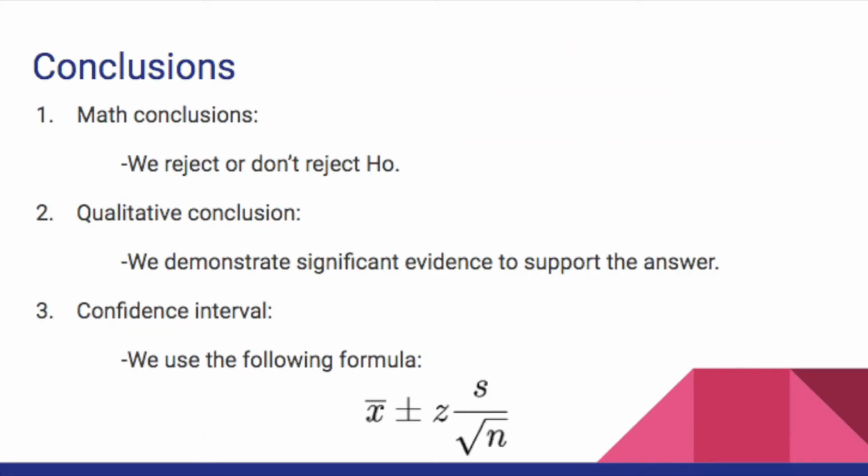The last thing we need to do is the conclusions. There are three things we need to consider: math conclusions, qualitative conclusion, and confidence interval. For math conclusions, we reject or don't reject the null hypothesis. For qualitative conclusion, we demonstrate significant evidence to support the answer. And for confidence interval, we use the following formula.